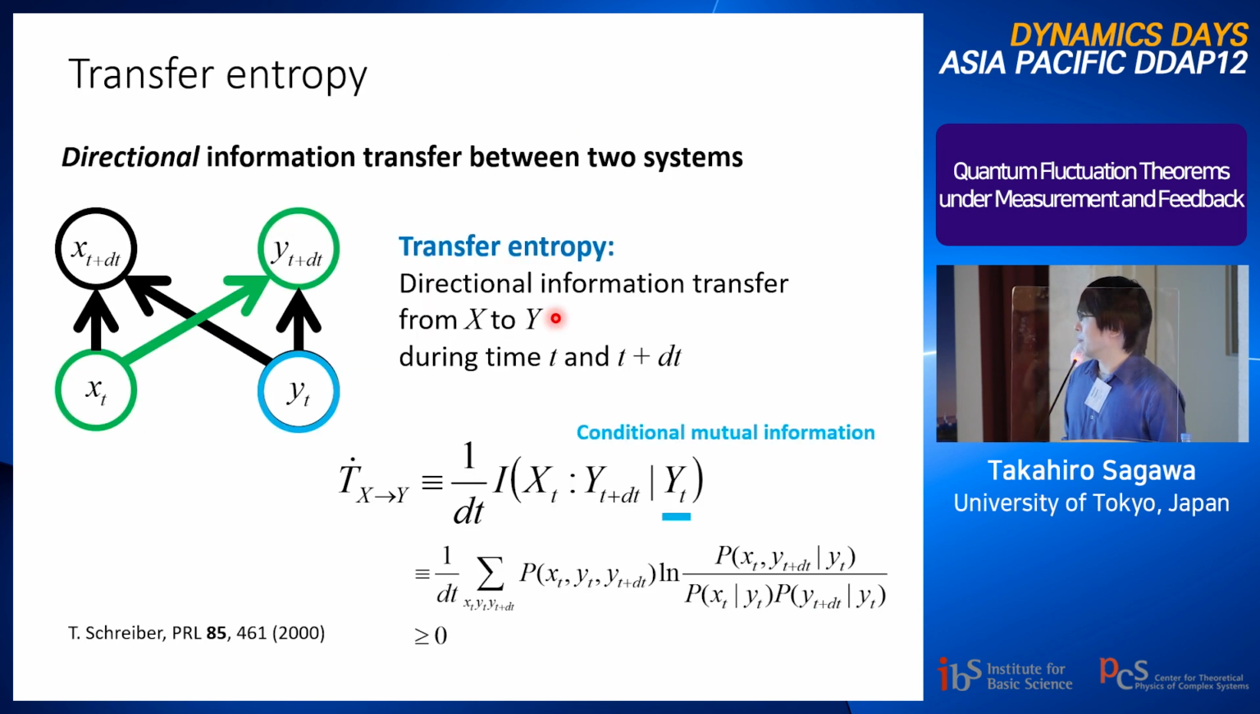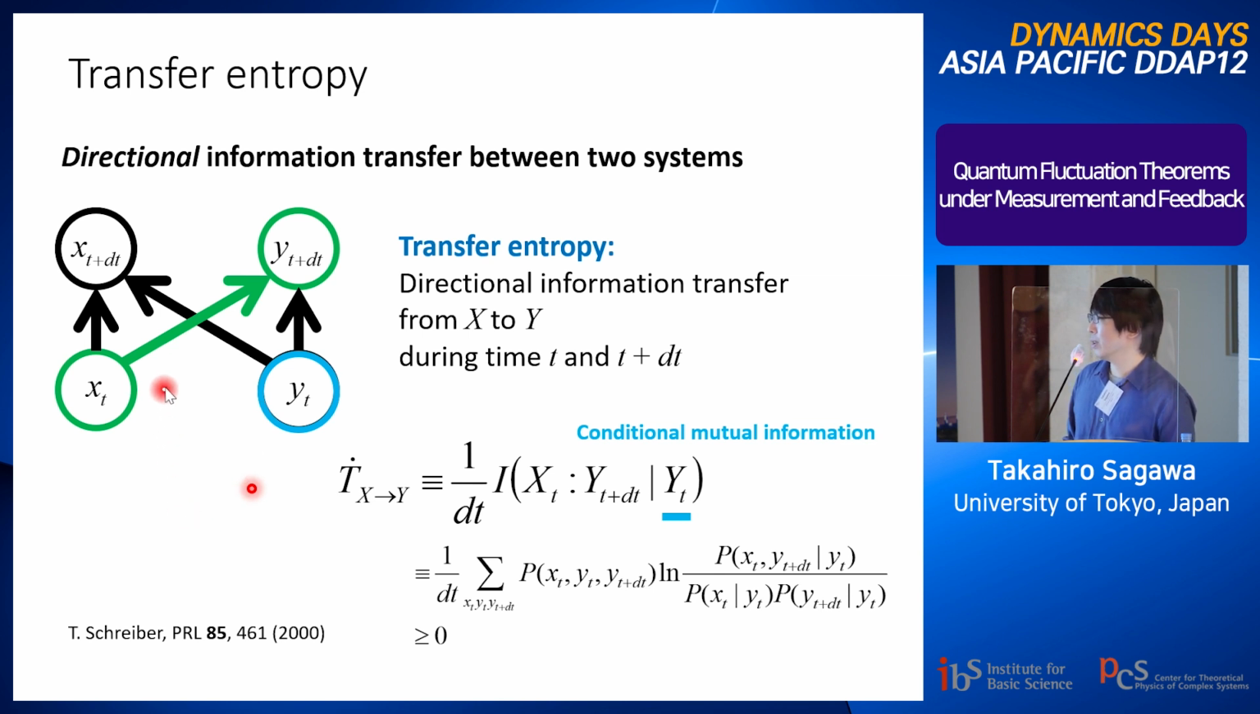So yeah, this is our classical setup. We have two variables, x and y, and we can imagine that y is a Maxwell's demon and x is a controlled system. And the transfer entropy quantifies a kind of directional information transfer from x to y. The mutual information cannot characterize any directional information flow because it's symmetric between the two systems, x and y. But in this case, we consider conditional mutual information under the condition of y of t, and we consider the correlation between x of t and y of t plus dt.